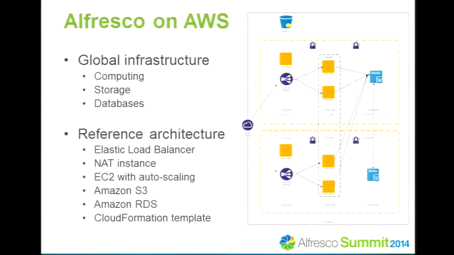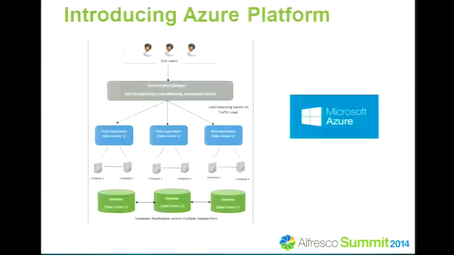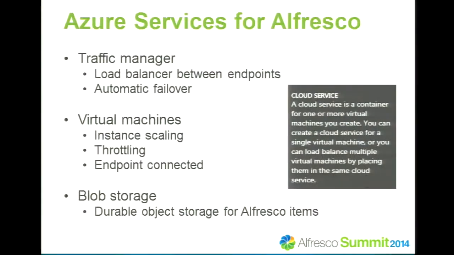So here's what Alfresco has today on AWS, leveraging their global infrastructure and a reference architecture that covers a number of different elements. And this Azure, from Microsoft, is quite similar to AWS, and I just show here that it's been renamed to Microsoft Azure recently, and basically this is the 3-tier architecture, if you can think of the front end, middle end, and the database layer.